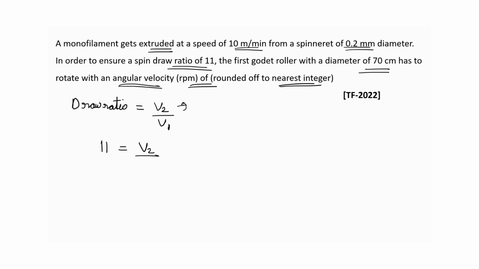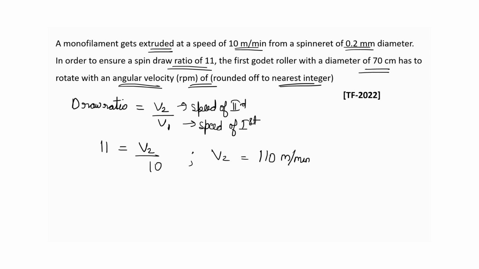v2 upon v1 means speed of the second upon speed of the first. So v2 upon v1 is 11, then v2 is equal to 110 meter per minute. If v2 is 110 meter per minute, then you know the formula for velocity is v equals pi d n, where n is the rpm and d is the diameter.